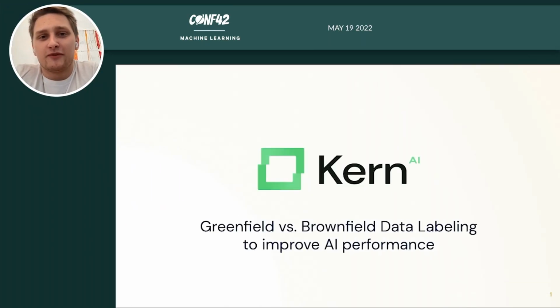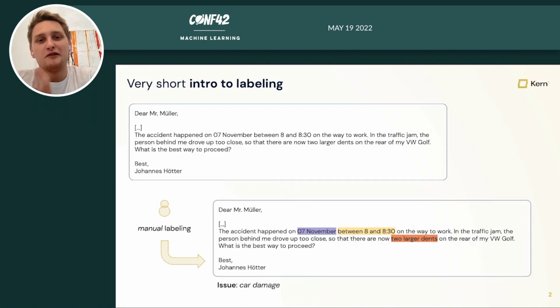So before I jump directly into the different terms, Greenfield and Brownfield, I want to give you a very short intro into data labeling. Most likely every one of you already heard of it, but just a very short basic concept. So of course, if you want to build some classifier or information extractor, you don't only need raw data, but you need labeled data.